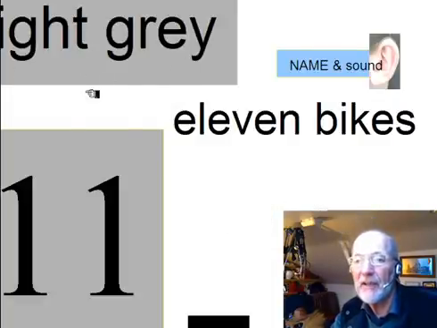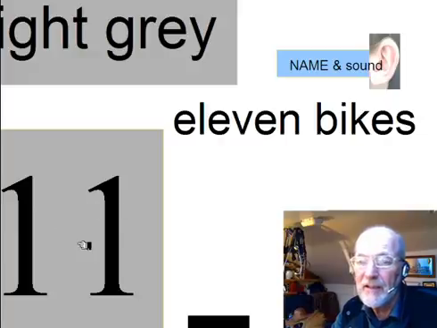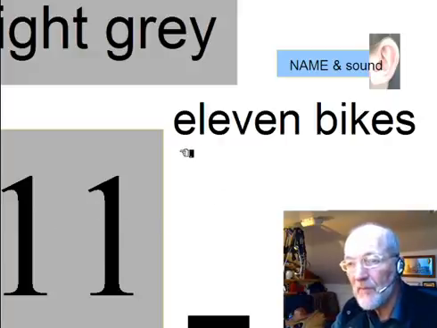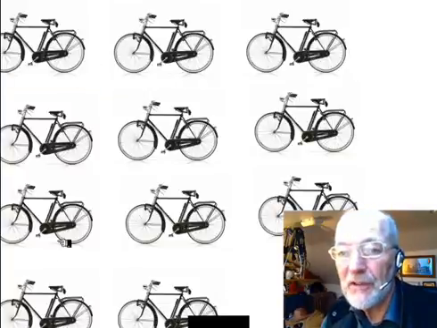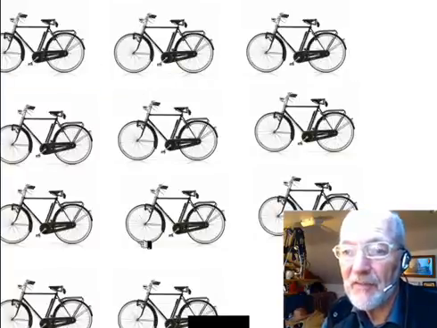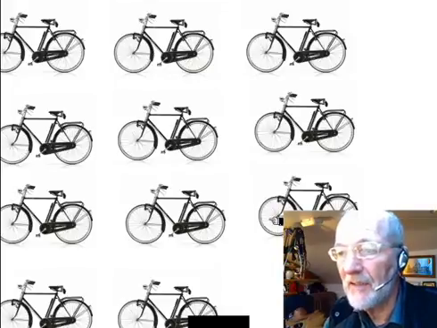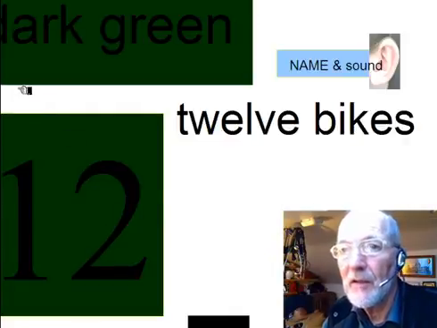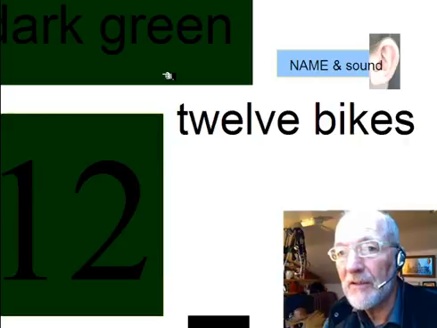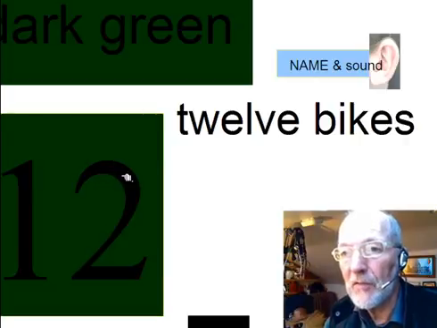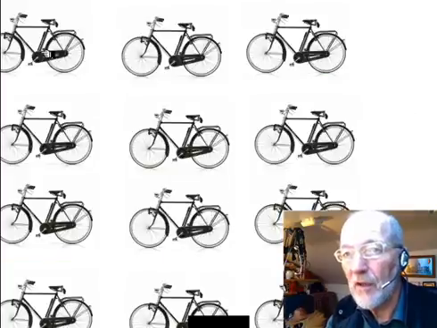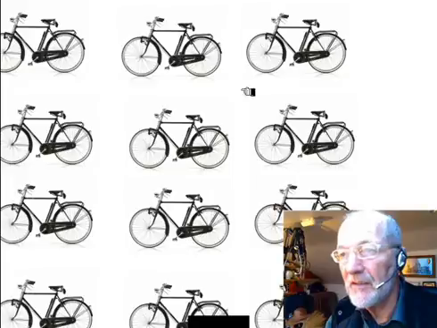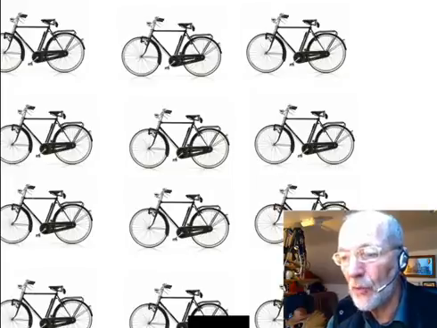Light grey. 11. 11 bikes. 1, 2, 3, 4, 5, 6, 7, 8, 9, 10, 11. Dark green. 12. 12 bikes. 1, 2, 3, 4, 5, 6, 7, 8, 9, 10, 11, 12.